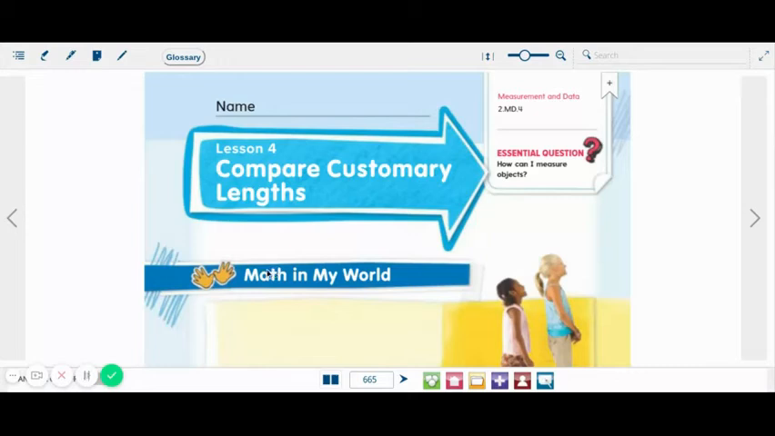Hey, second graders, this is chapter 11, lesson 4, compare customary lengths. This is on page 665. Please open up your books to this page now.